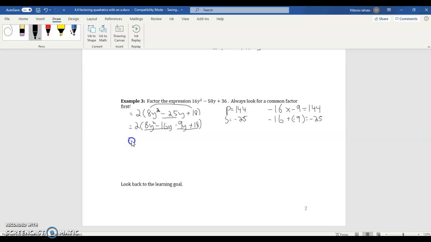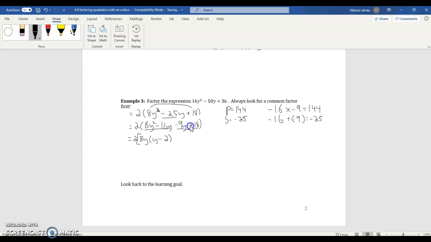Don't forget that 2 that's outside of the brackets. A lot of students forget that. So don't forget that 2. So we have 2. We're going to make some square brackets here to show that we're going to have brackets within the brackets. So from 8y squared minus 16y, it looks like we can take out an 8y. And we get y minus 2 when you divide each term there by 8y.